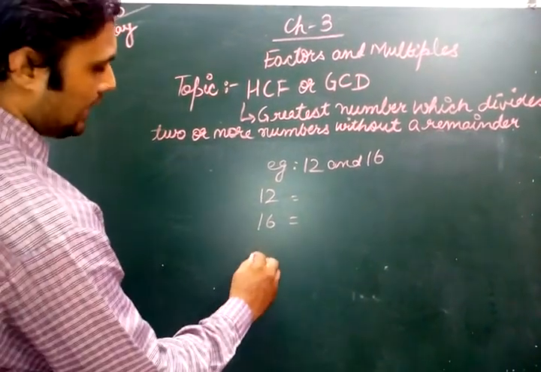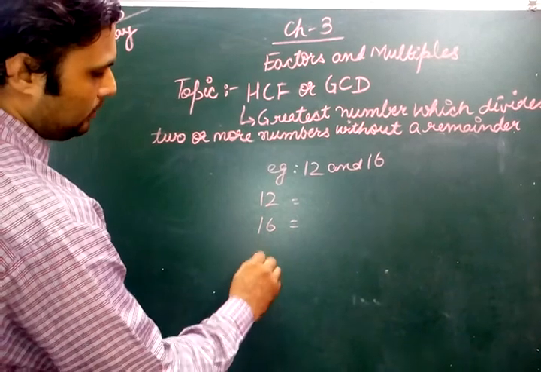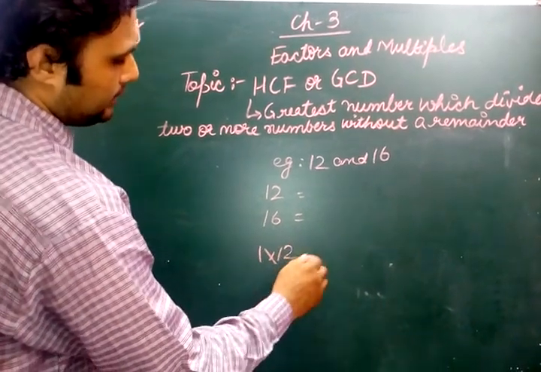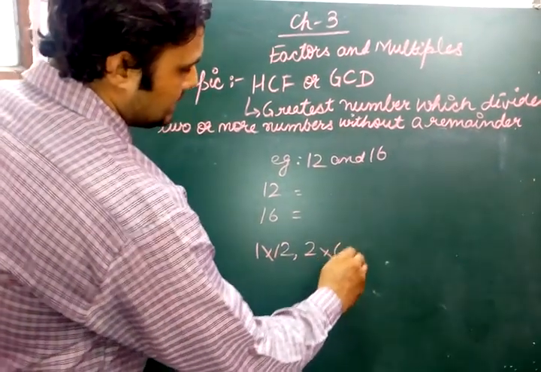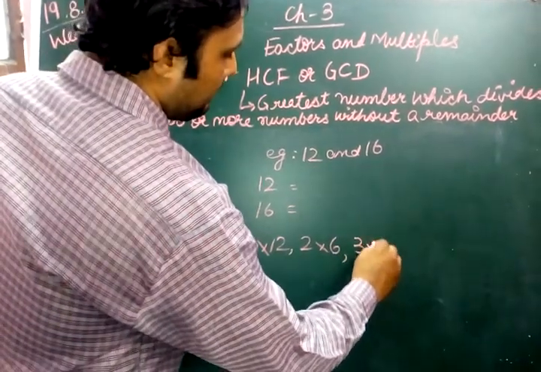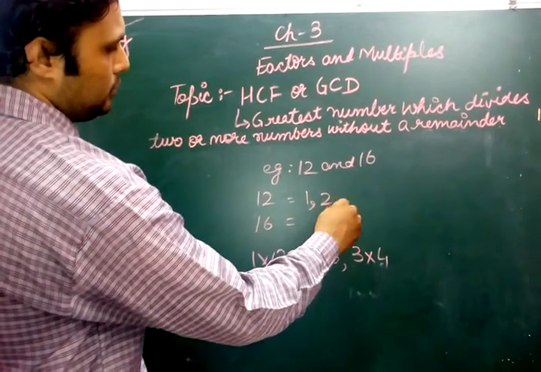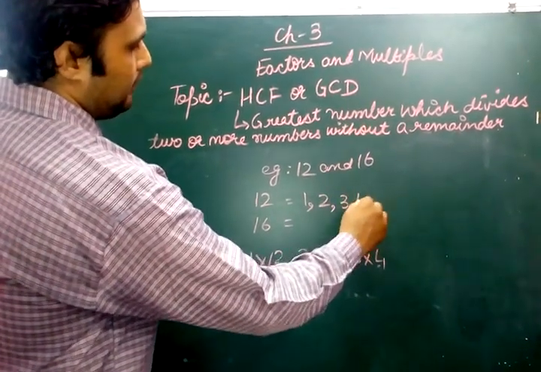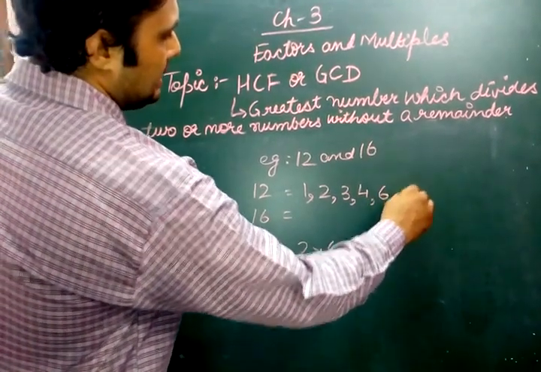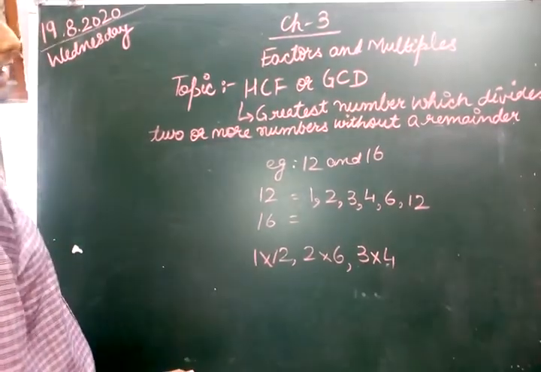The factors of 12: 1 multiplied by 12, we got 12. 2 multiplied by 6, we got 12. 3 multiplied by 4, we got 12. So what are the factors? 1, 2, 3, 4, 6 and 12. These are the factors of 12.